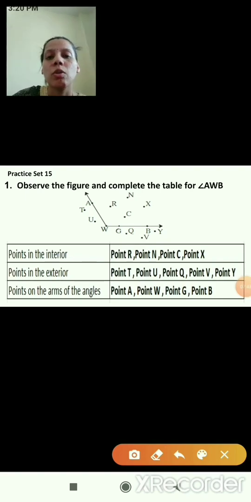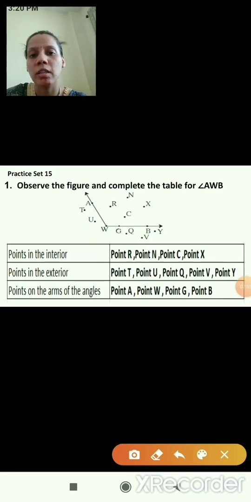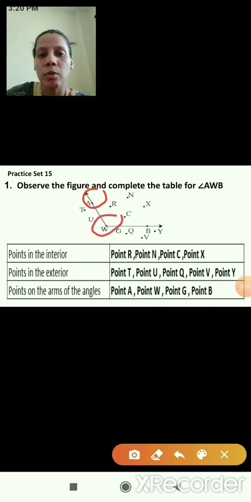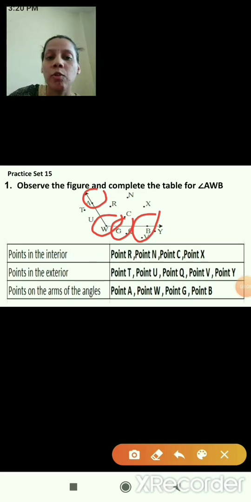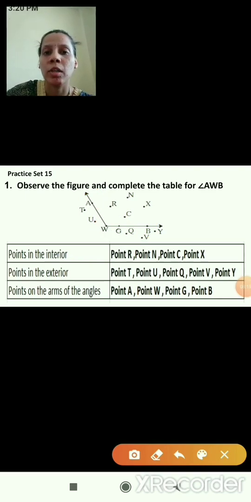Okay, so we'll write down the points on the arms of the angle. Which points are there on the arms of the angle? As you can see here, first point A, then point W, then point B and point G. So these are the 4 points which are on the arms of the angle.